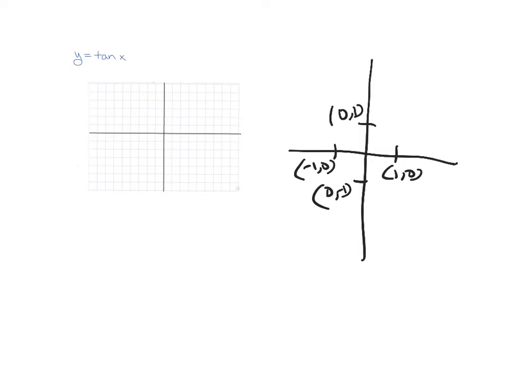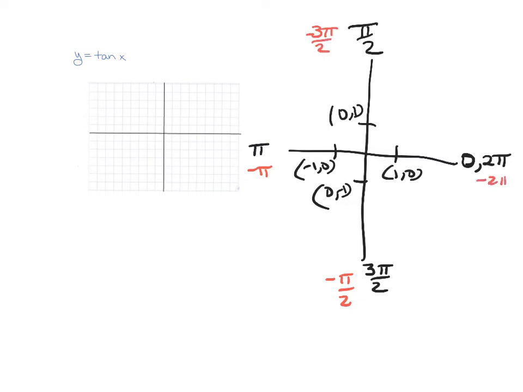Remember the angles that are associated with each of these axis points. Over here is 0 and 2 pi, which is 0 and 360. Up at the top is the pi over 2, or the 90 degrees. Over here is pi, and then down here is 3 pi over 2. Now remember, if we went clockwise, this is also negative pi over 2. This would also be negative pi. This would be negative 3 pi over 2. And then this is also negative 2 pi if you went clockwise.